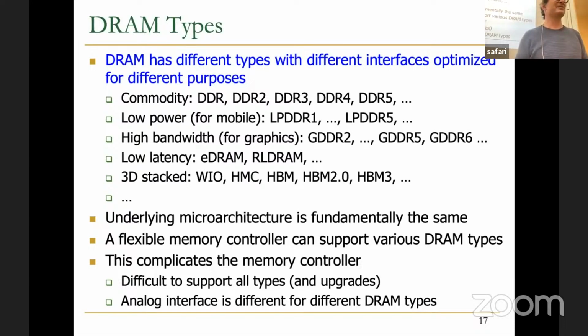Does that make sense? And on top of the analog interface, you still need to design the controller. The controller needs to be different for these different types. So as a result, most chips today have a single interface to DRAM, for good or bad. And this interface directly from the memory controller, or directly from the processor chip to DRAM, minimizes latency, right?